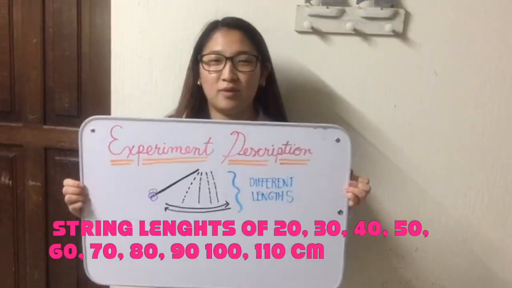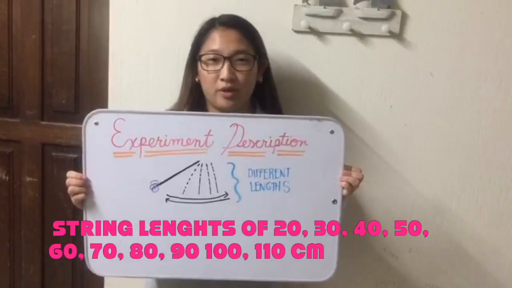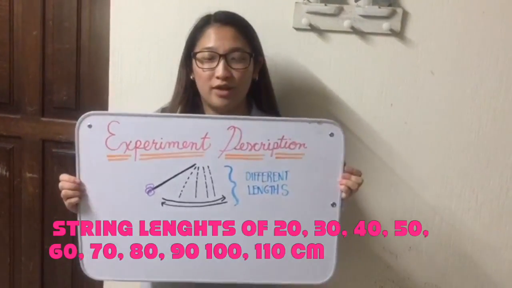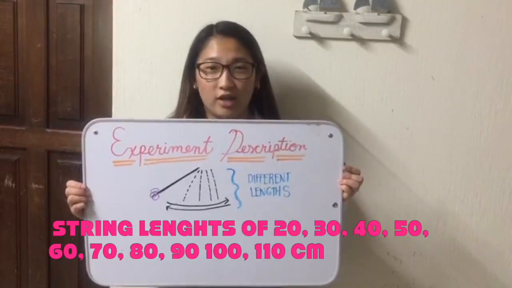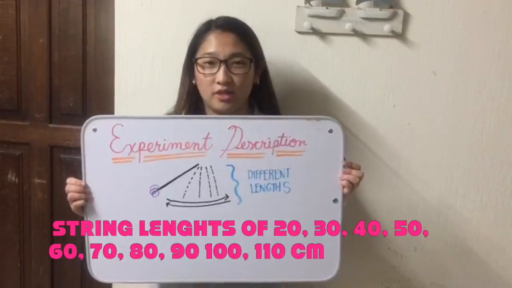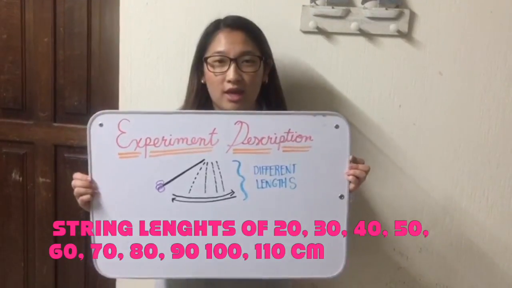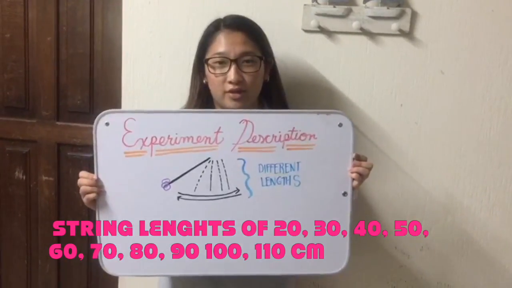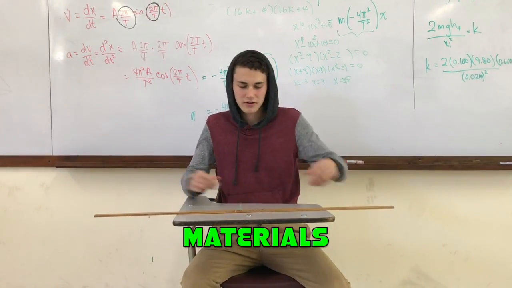For this experiment, we will tie 3 washers to the string and measure the period of the following lengths: 20, 30, 40, 50, 60, 70, 80, 90, 100, and 110 centimeters. To do this, we'll measure the time it takes for 10 oscillations and then divide by 10 to find the period. Materials: 3 washers, 1 string, 1 ruler.